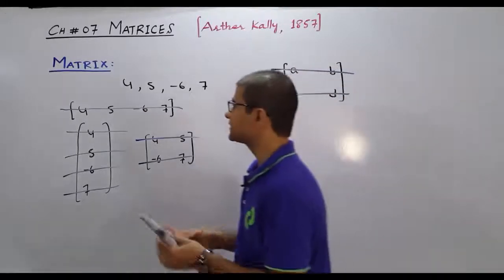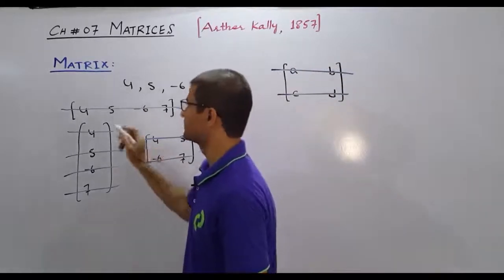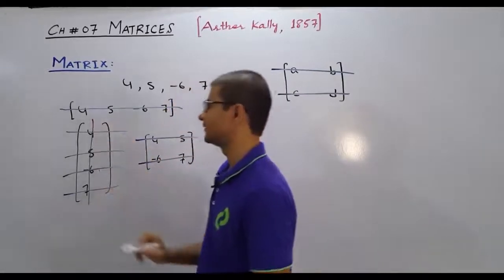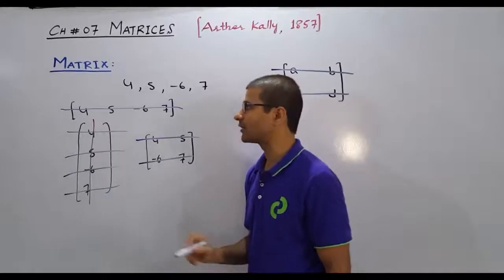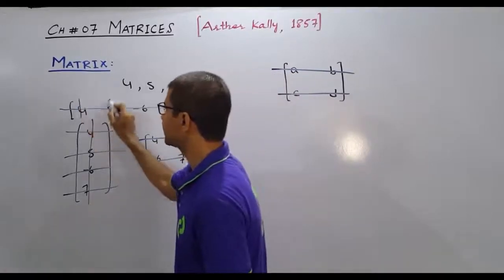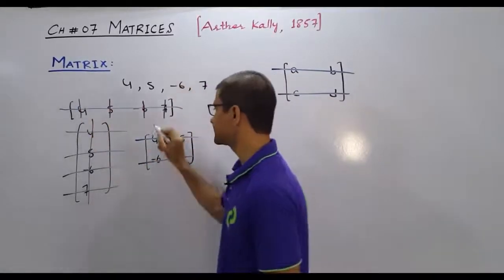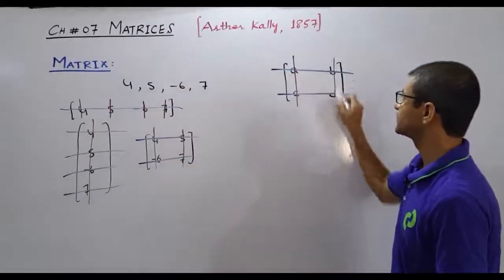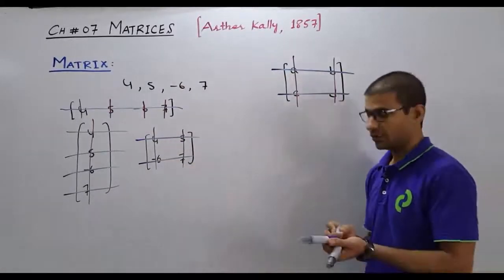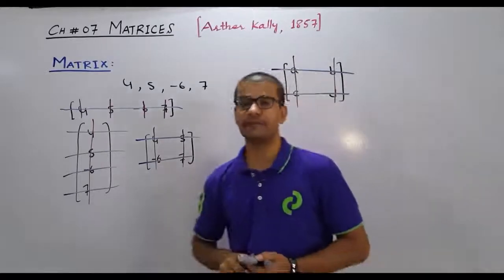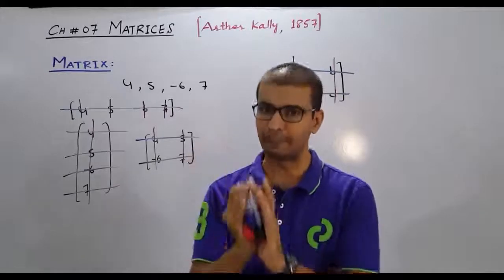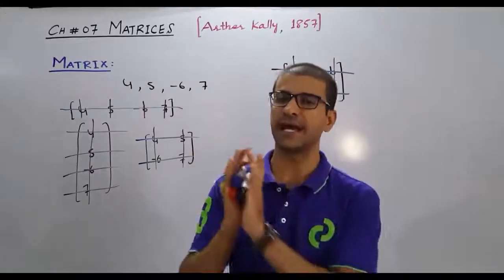And arrangement is also in form of columns. What is a column? Vertical lines of numbers are called columns. In this matrix we have 4 columns. In this matrix we have 2 columns. In this matrix we also have 2 columns. So now we can define matrix. Matrix is just an arrangement of numbers in form of rows and columns.